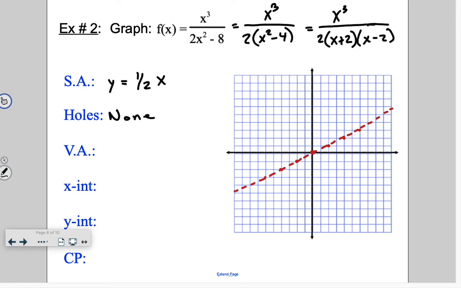Where do I have vertical asymptotes? In this case, I have 2 of them. Since nothing cancels, we're still looking at the denominator and asking what values of x I can not have, because that's where the vertical asymptotes are located. At x equals -2 and at x equals +2. So let's add that to the graph.